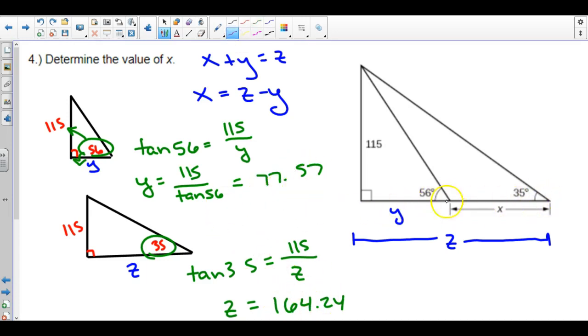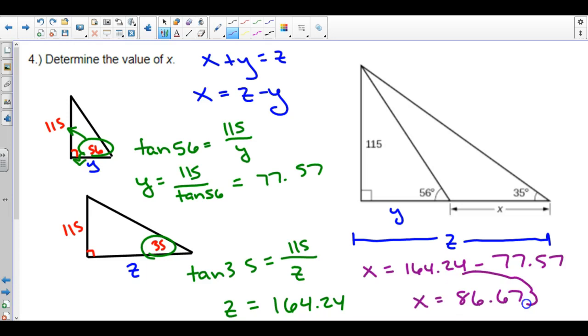So at the very end, we just want to subtract these two things. So z is this giant one, y is this little guy, so we want the x value. So I'm going to end up saying that x is equal to 164.24 minus 77.57, and that's going to give me an x value of 86.67 units. Alright, so a couple calculations in there. That's how this next problem is going to look as well.